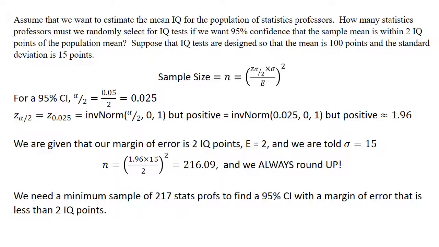Multiply it by the population standard deviation, 15, given, divide by the margin of error, 2 IQ points, given. Bam, bam, bam in your calculator, 2.16, and if there's anything after that, we round up. So we need a minimum sample of 217 statistics profs to find a 95% confidence interval for IQ score with a margin of error that is less than 2 IQ points.